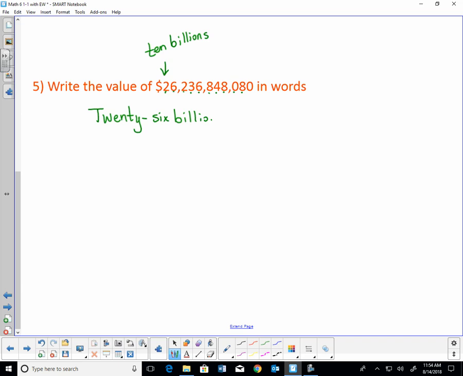I'm going to read this number right here. That's 236, and this happens to be the millions place value. So I'm going to read that number as 236 million. Then I'm going to read the next place value, which is these right here, the 848. That's in the thousands. This is your thousands place value. So I'm just going to read that as 848,000.